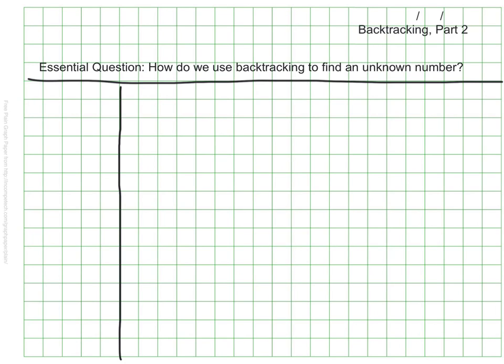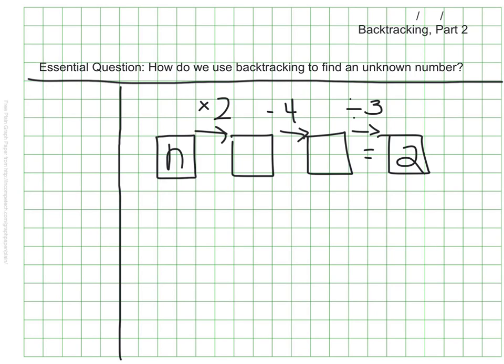We've used a model or a visual to find an unknown number, so we'll just do a quick review here. Here we have an unknown number represented by n, and we can see a series of operations were performed on that number, and it resulted in 2. So take a moment and backtrack and see if you can figure out what my number was that I was starting with. Let's see if you can tell me what n equals in this situation.